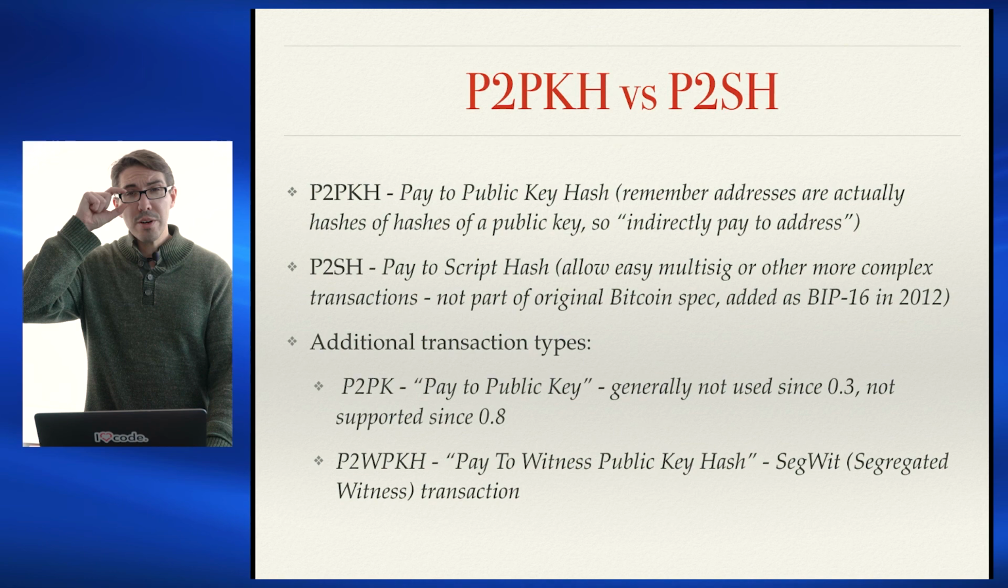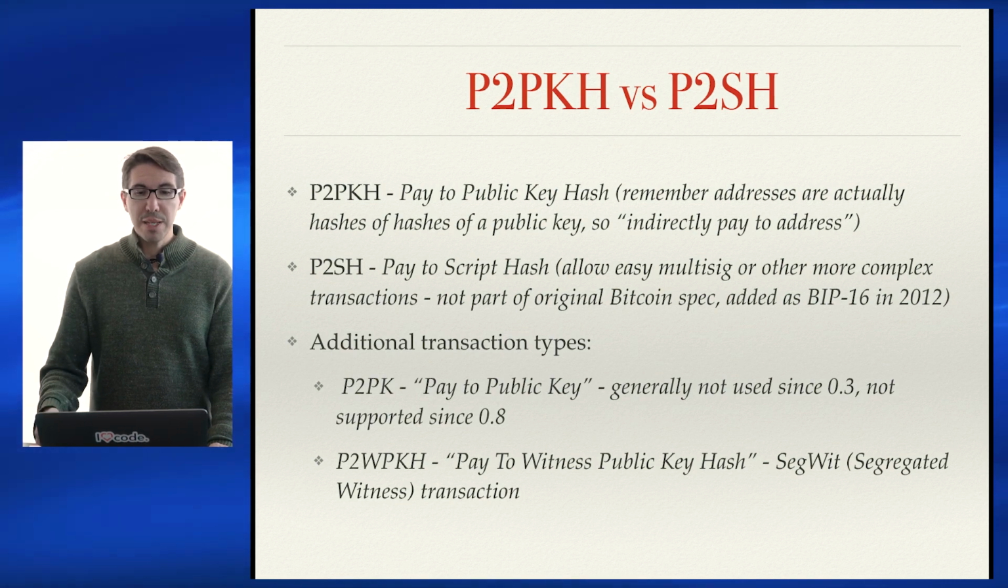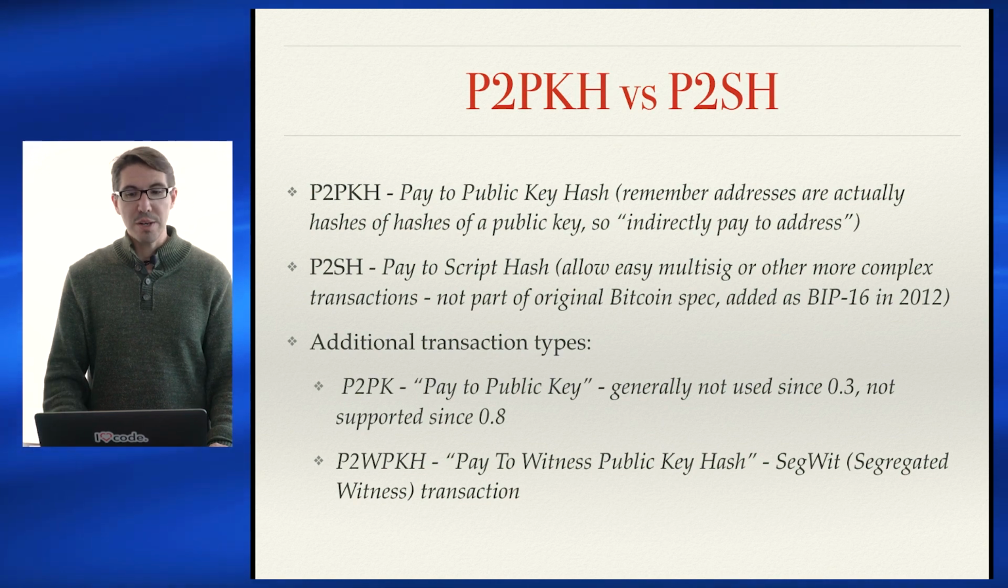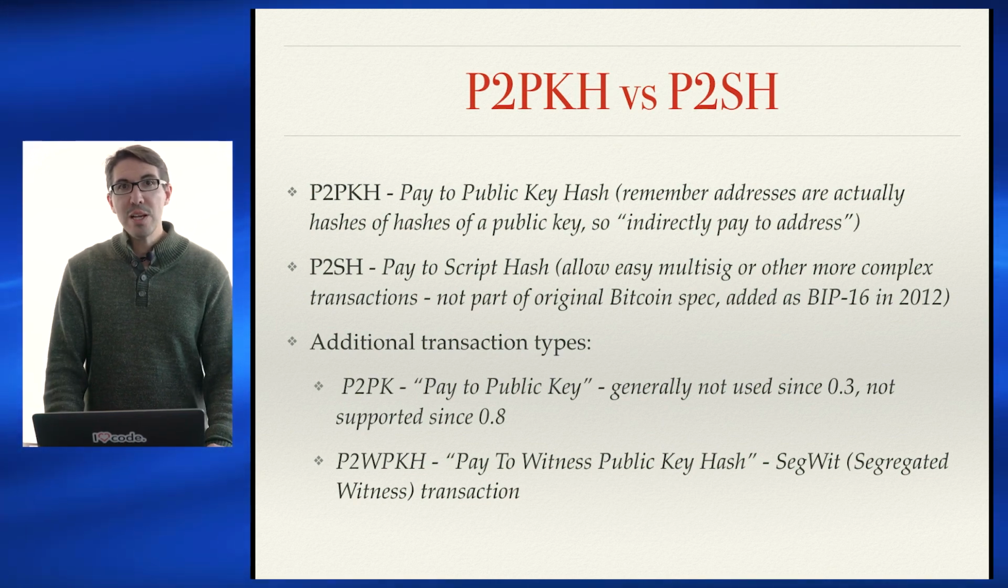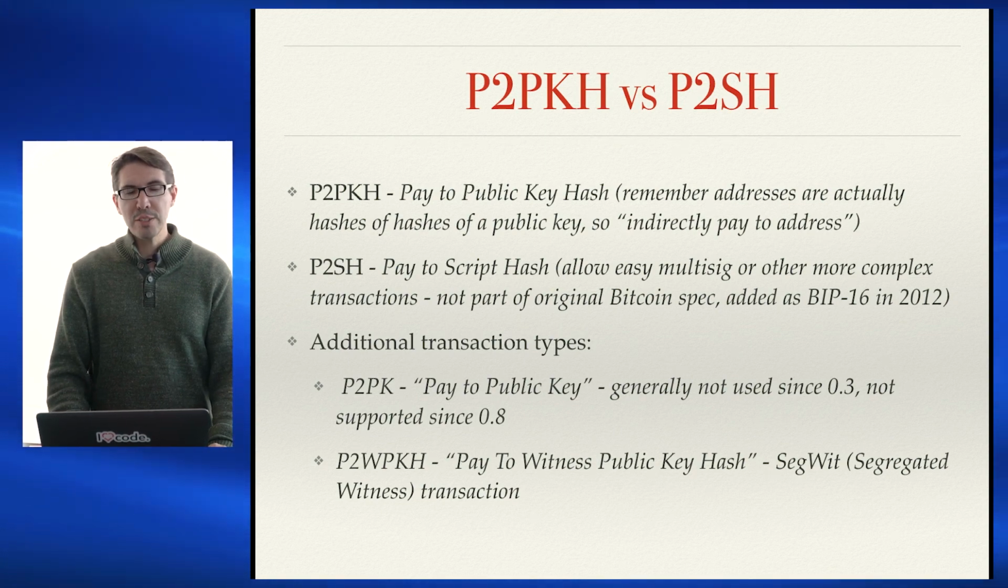There are a few other transaction types besides these more common ones. There is pay to public key, where you would specify a public key instead of a public key hash, or what is now usually called an address. This was really only used in the very early days of Bitcoin and actually has not been supported in the Bitcoin Core client for many years now. But if you start spelunking in the early blockchain, you'll see a few of these floating around.